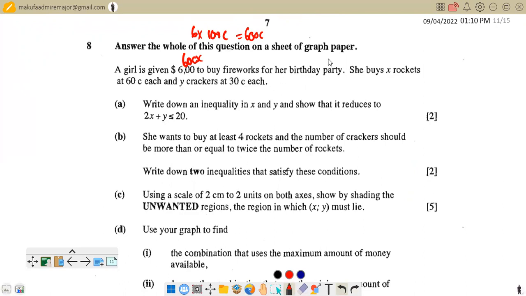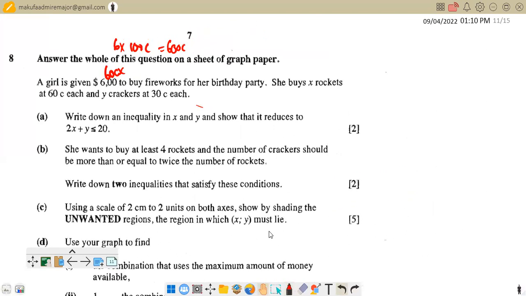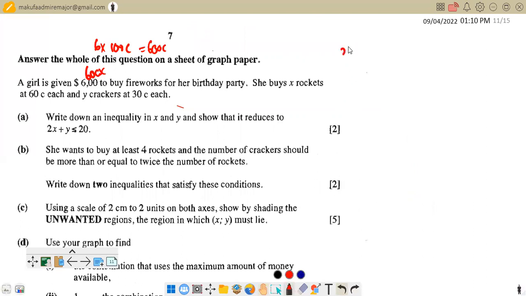So the first question is, the rockets are referred to as x. All right. Whenever we see the x, we see the rockets. So we are just going to have this x to represent our rockets in this case, and our y in this case to represent what? The crackers. So the crackers in this case, they are represented by y. Okay. So on A, we are asked to write down an inequality in x and y and show that it reduces to. So remember, you have got 600 cents. This is what you have.